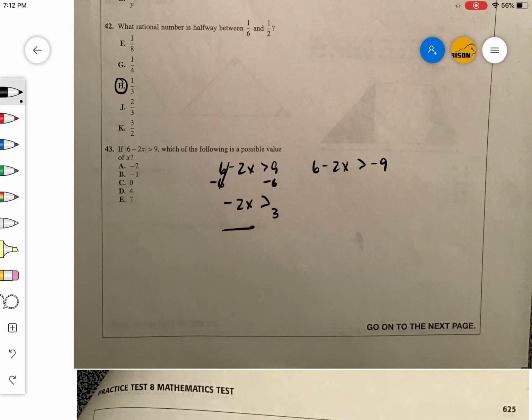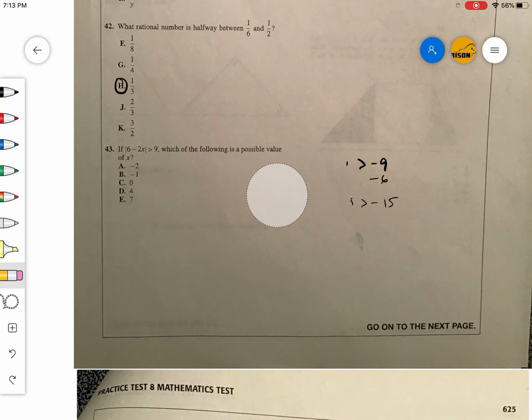I'm not sure why that's down there. This keeps moving on me. Divide by negative 2. So that gives us negative 3/2. That's not an answer. Okay. Let's try the other one. Subtract 6. Negative 2x. Why are we not getting what we should be? 6 minus 2x. 9 and negative 9. Because this right side is going to give us 15. Negative 15. And that's not going to be a number either.